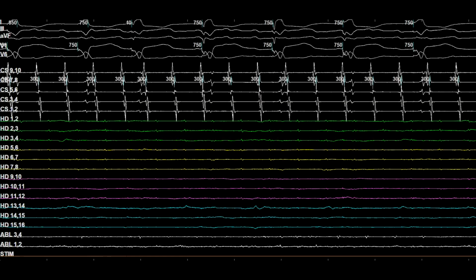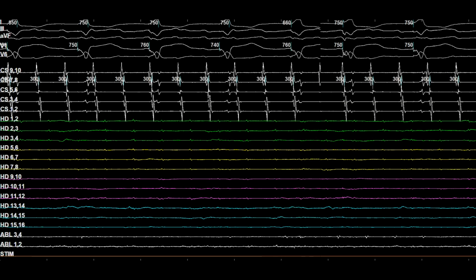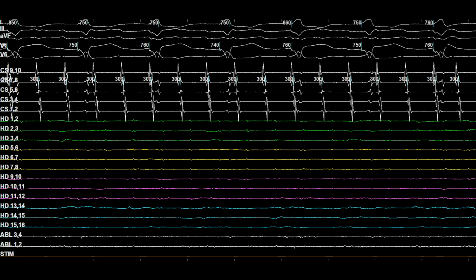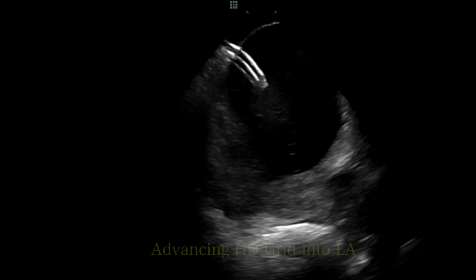How about some atypical flutter and atrial tachycardia? This is a case of an atypical atrial flutter. Interestingly, it is a concentric activation, but the P waves are both positive in V1 and V6, and this was after a persistent atrial fibrillation ablation.